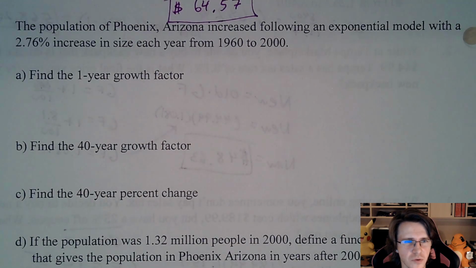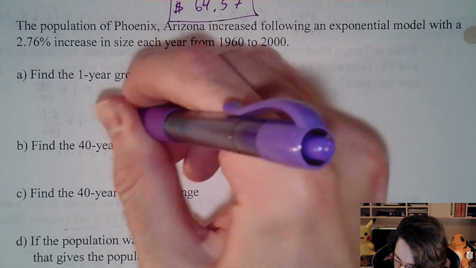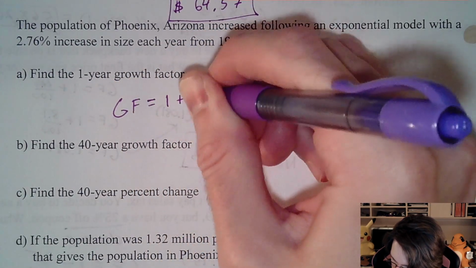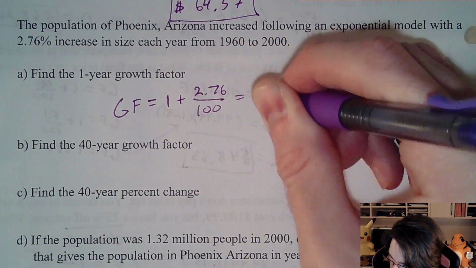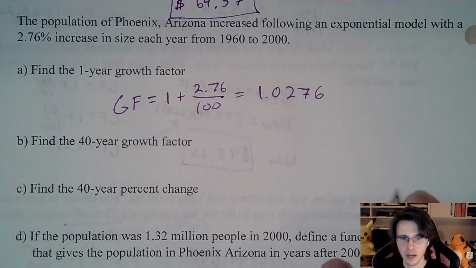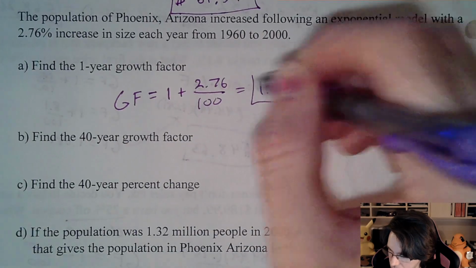So find the 1-year growth factor. Use exactly the same formula that we've been using: 1 plus that change in percent divided by 100, and that's going to be 1.0276. Again, 4 decimal places is requested.